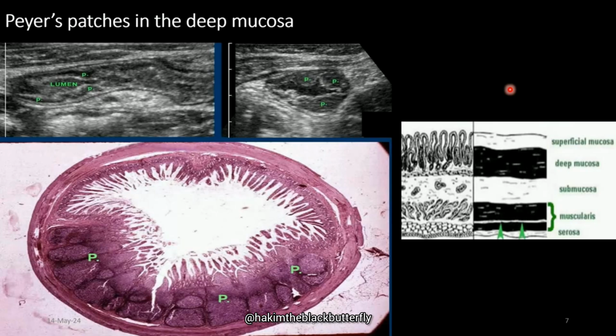The Peyer's patches, they are in the deep mucosa, as we have said, and they are always very important in preventing infections. And you can see them here. They are normally within the deep mucosa, and they make that layer thickened, which is normal. Okay, they are abundant in the small intestines.